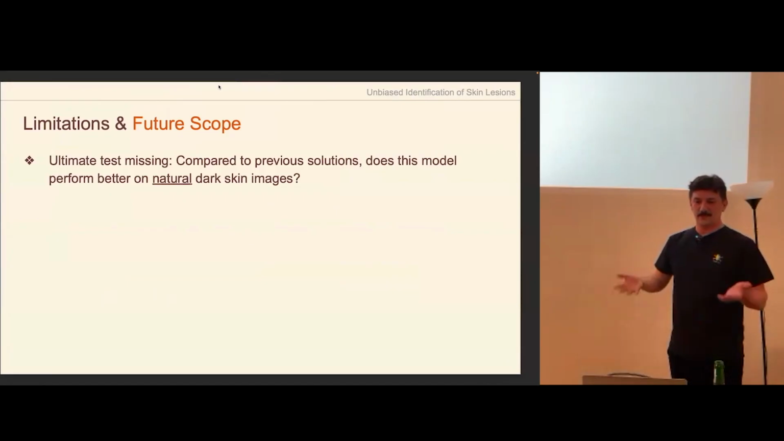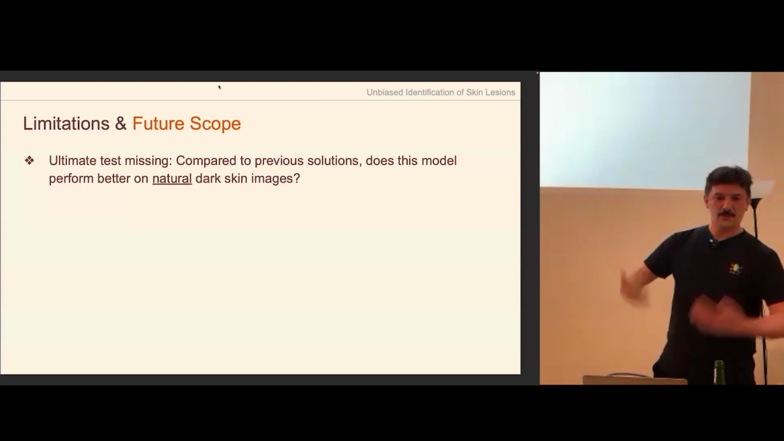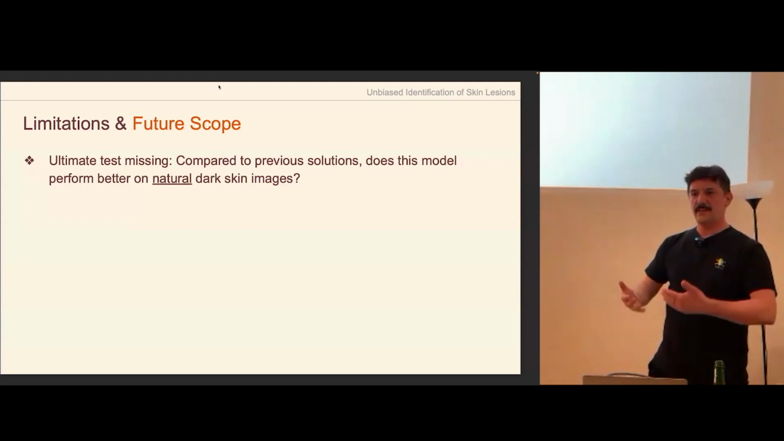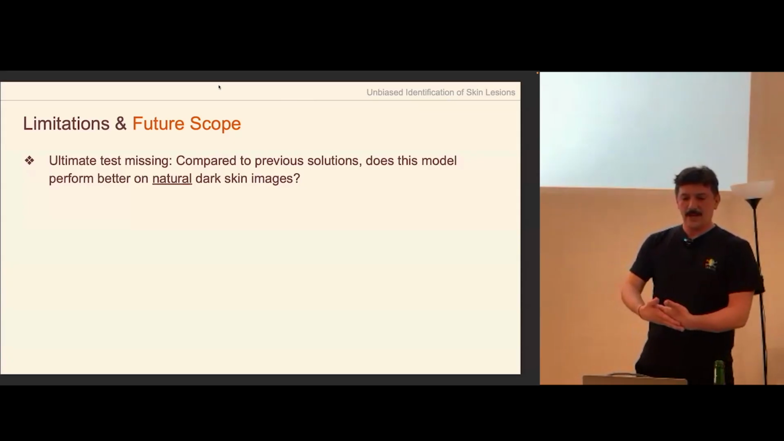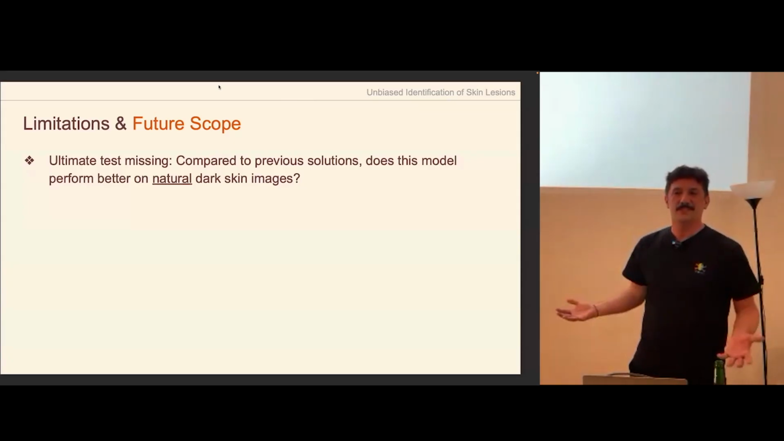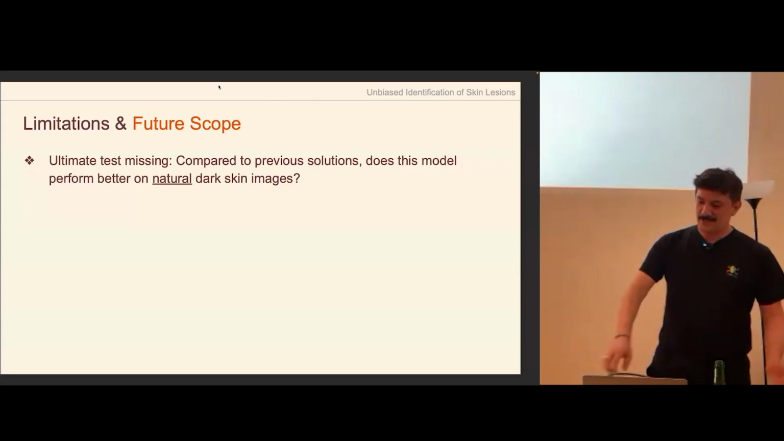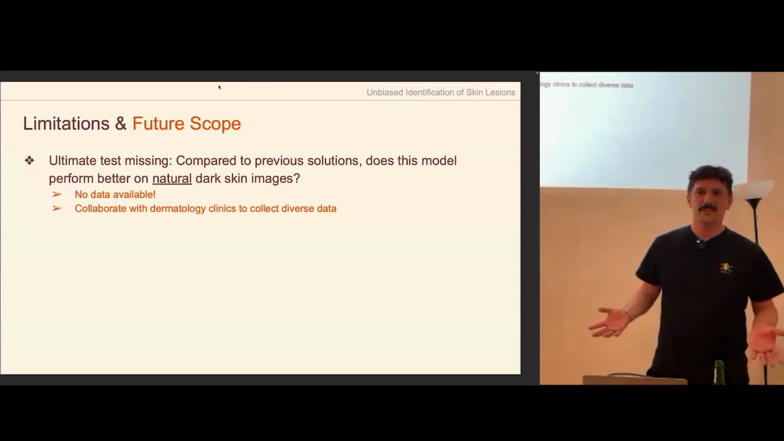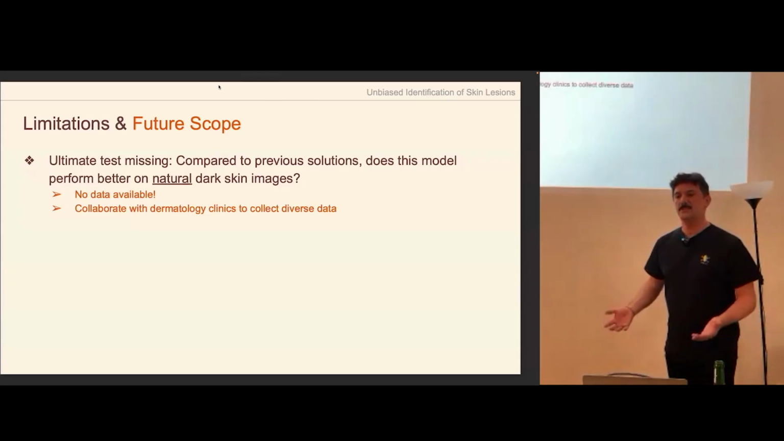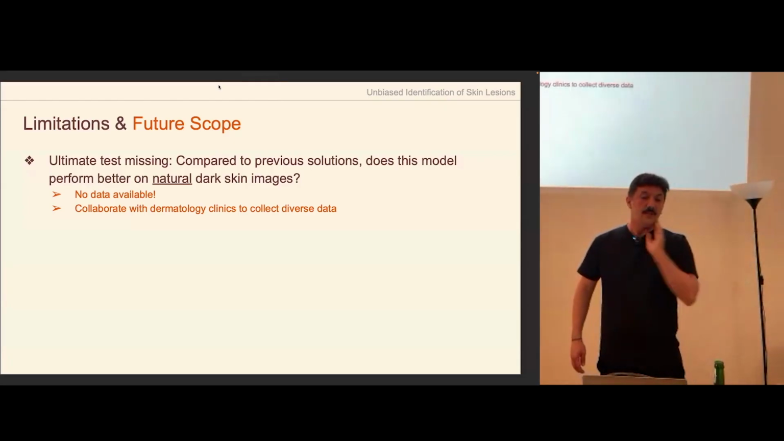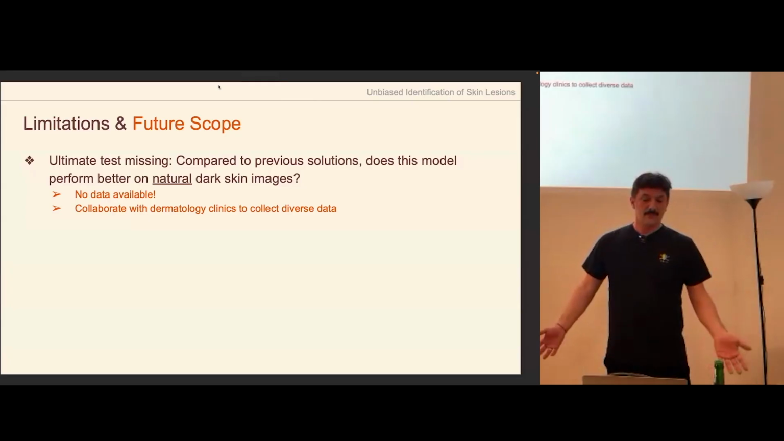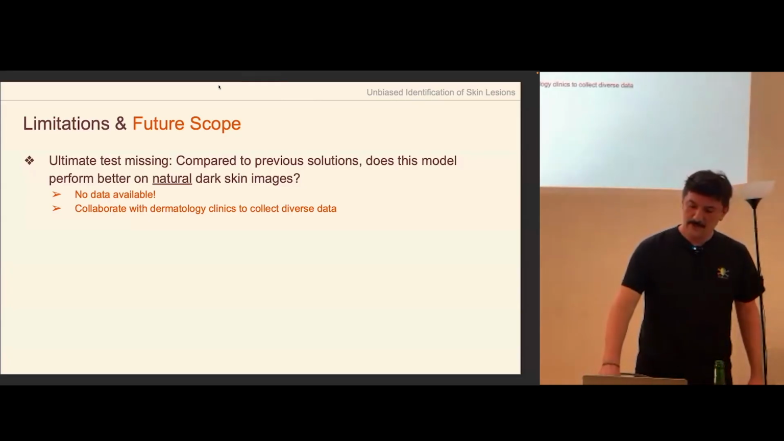Maybe some of you have already thought, well, but the actual ultimate test is missing, right? What I wanted to do is to make a tool that can correctly classify skin lesions on dark skin images, but I would need those data, and as we already saw in the beginning of the presentation, those data just don't exist. So I can't do this ultimate test that I would need to do in order to really assess this tool. One way would be to collaborate with dermatology clinics in order to collect diverse data. This is just the only way to do that.